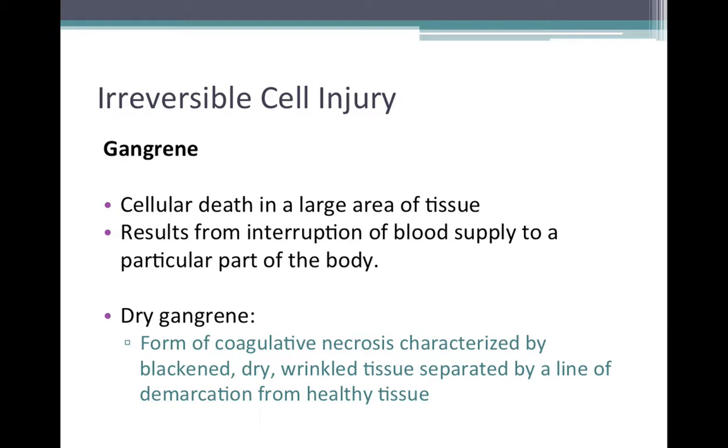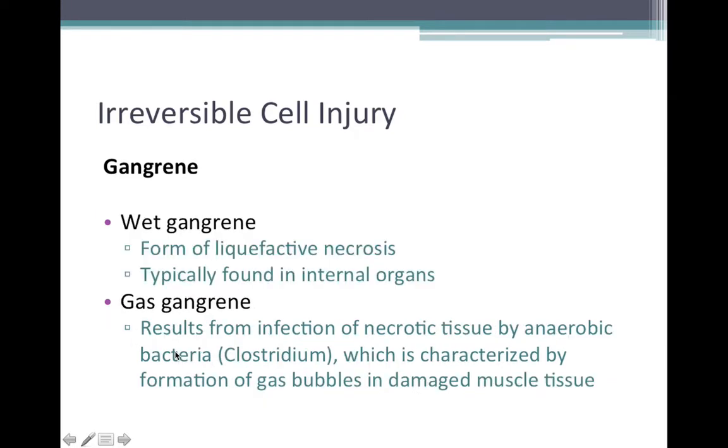We have dry gangrene, which is basically a form of coagulative necrosis, where we have blackened, dry, wrinkled tissue that has a demarcation from healthy tissue. That's dry gangrene. Now, wet gangrene is actually a form of liquefactive necrosis that's typically found in internal organs. So, for instance, this wet gangrene would be what would be caused by influenza virus, like I mentioned earlier, where we have liquefactive necrosis in internal organs.